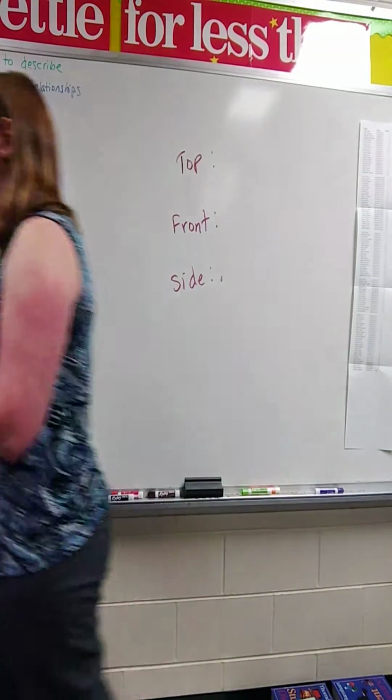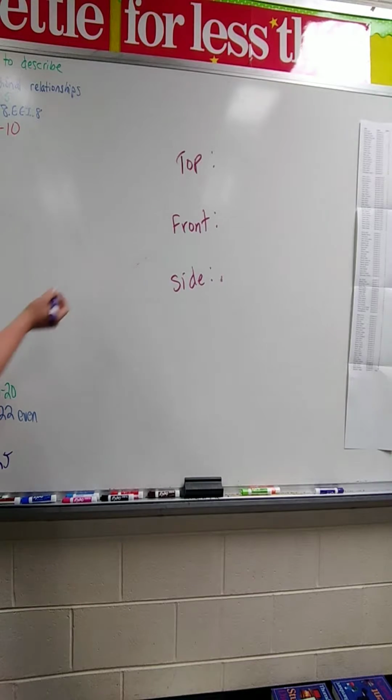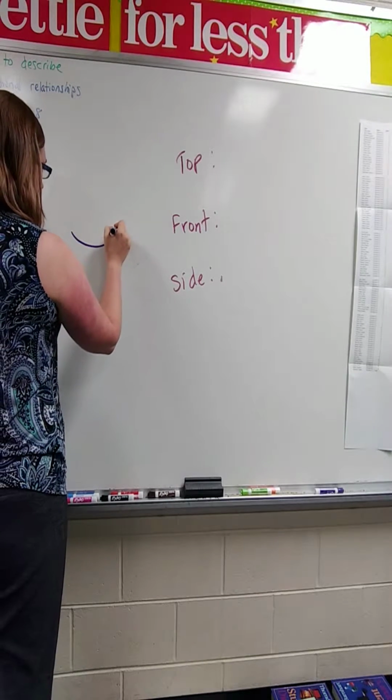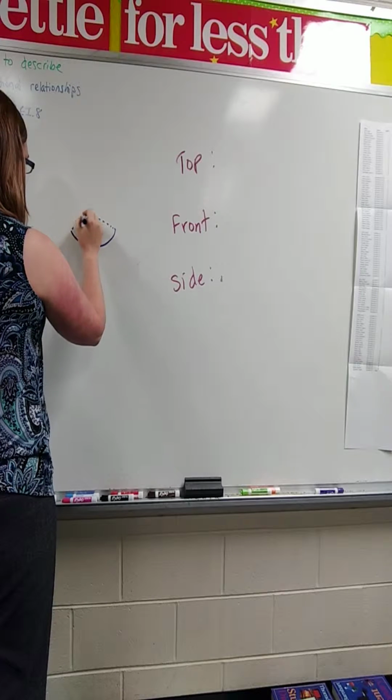Alright, example 2 gives us a cone. It's going to be a circle, and then it's going to be a cone. The ice cream cone.